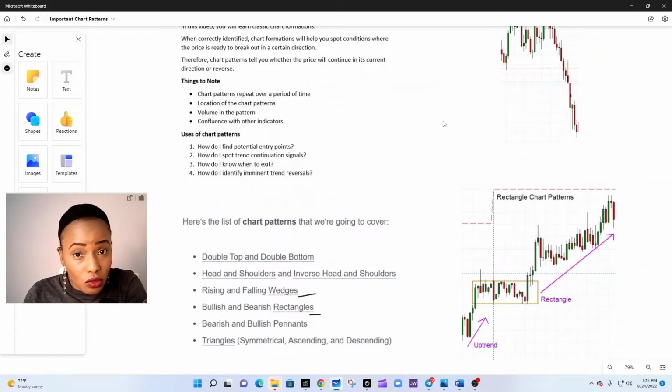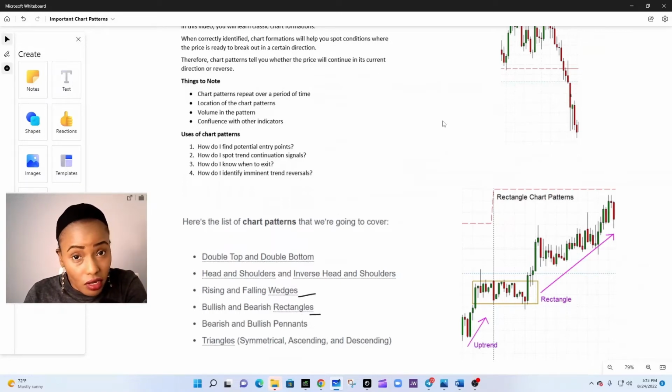Another important thing to note is the volume of the pattern. When the pattern forms with impulsive moves, then it shows that the trend is either going to reverse or it's going to continue. So those patterns that come with big impulsive moves give promising signals for you to decide whether you're entering the trade, whether you're selling, you're buying, or you're exiting the trade.